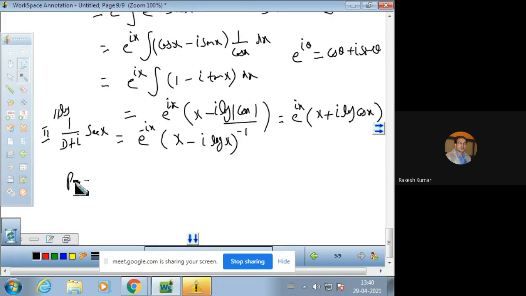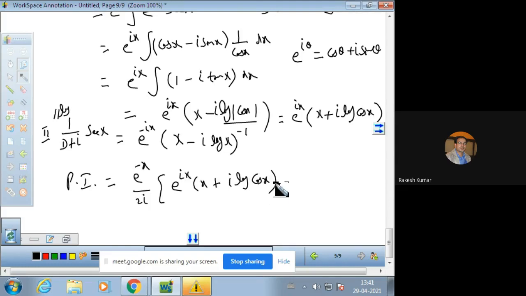So the complete particular integral is e raised to power minus x over 2 iota, and inside e raised to power iota x, x plus iota log of cos of x here. Here also we should have log of cos of x. Change here.